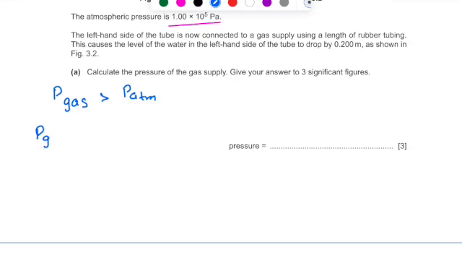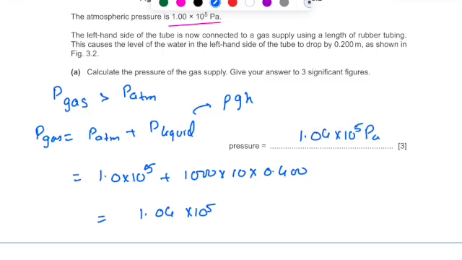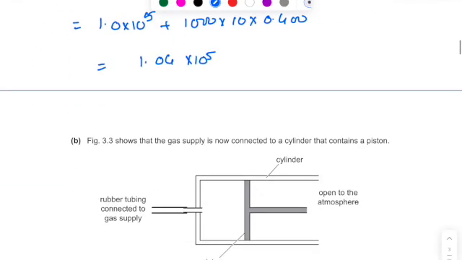The pressure of the gas is the pressure of the atmosphere plus the pressure because of that liquid. The pressure of the atmosphere was 1 times 10 to the power of 5 pascals, plus the pressure of the liquid, which is rho gh. What was the density given? 1000. And the acceleration due to gravity, I take it as 10. Then the height I take as 0.400. So which gives me 1.04 times 10 to the power of 5 pascals. That is going to be the pressure.